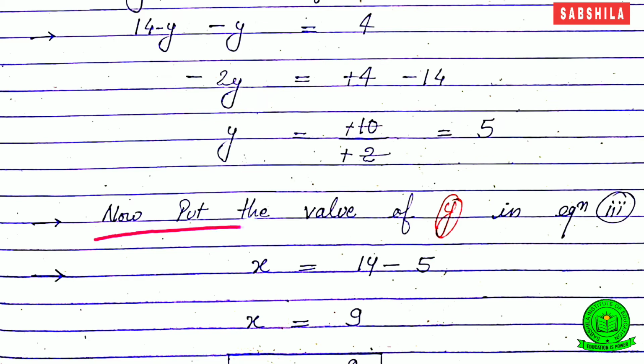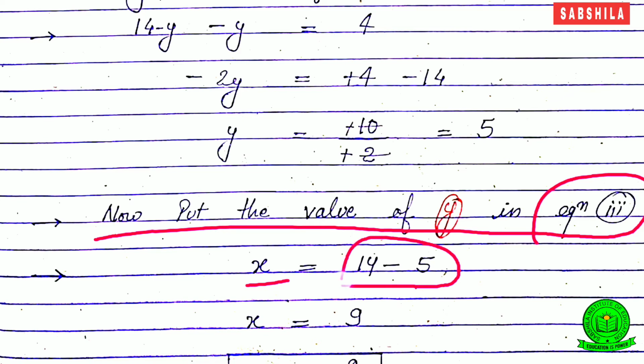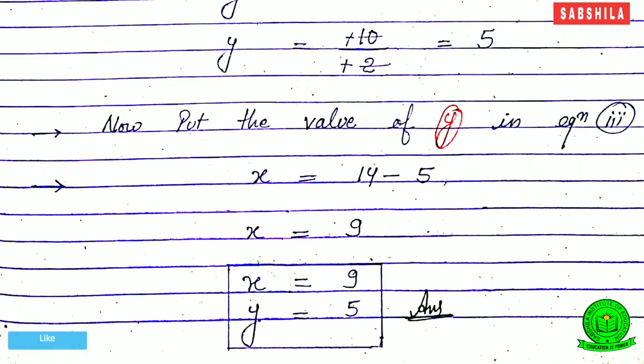Now put the value of y in equation number 3. In equation number 3 we have written x is equal to 14 minus y, and the value of y is 5. If you solve, you will get x is equal to 9. So we have x is equal to 9 and y is equal to 5.